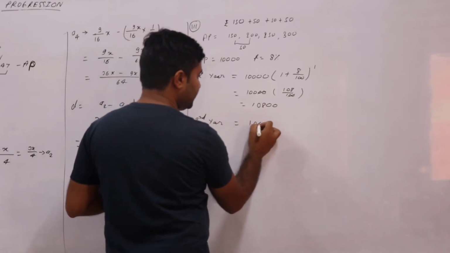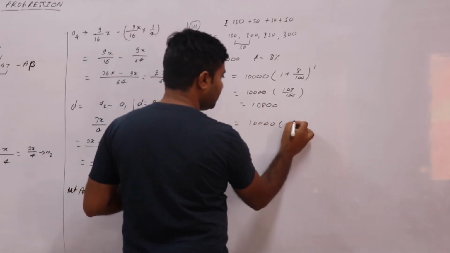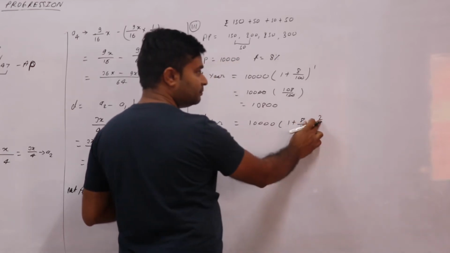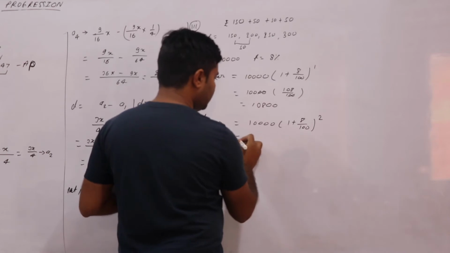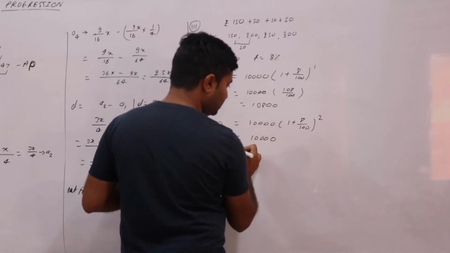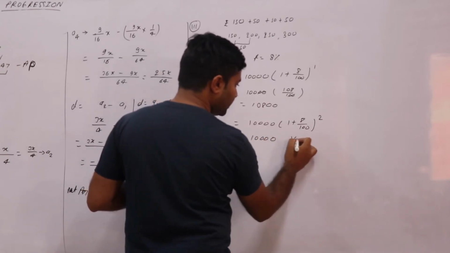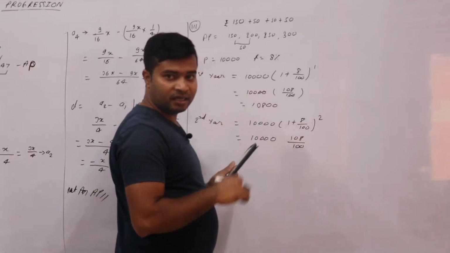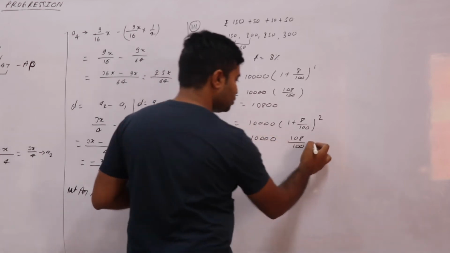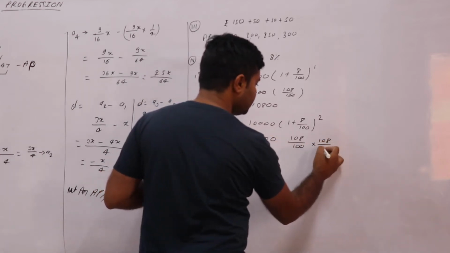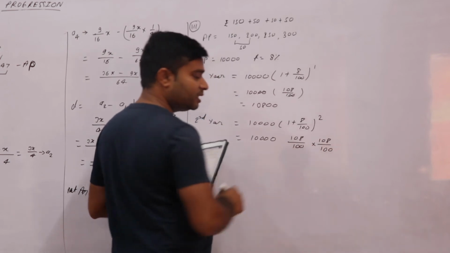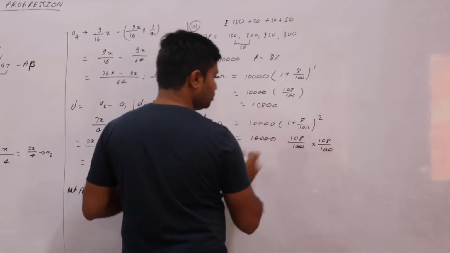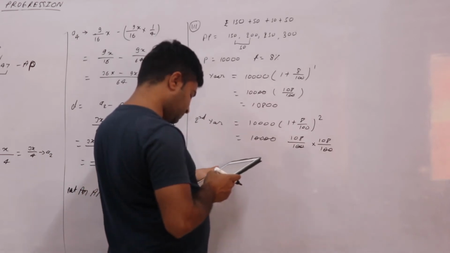how much will you get? 10,000 into 1 plus 8 by 100 to the power 2. This is the time. How much will you get? 10,000 into 108 by 100, and because it is a square, again 108 by 100. Squares are written 2 times. So 10,000 cancels with 100 times 100. 108 into 108, how much will you get?